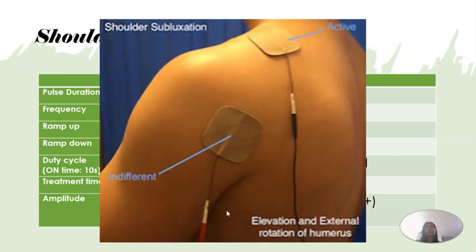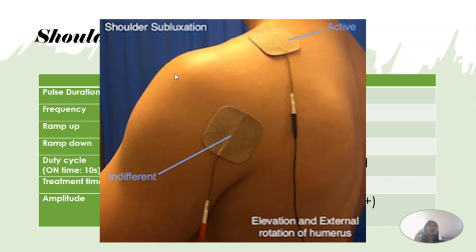Okay? So, this is the placement for shoulder subluxation. One electrode is placed at the supraspinatus. Okay? And one electrode placed at the posterior deltoid. Now, if the patient is too small or too thin, to the point that it's difficult to isolate the posterior deltoid, you can target the middle deltoid.